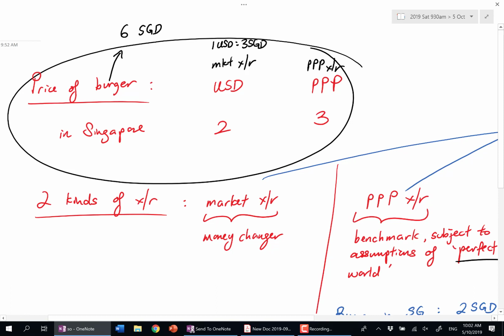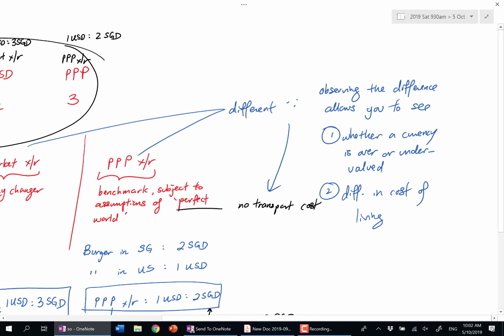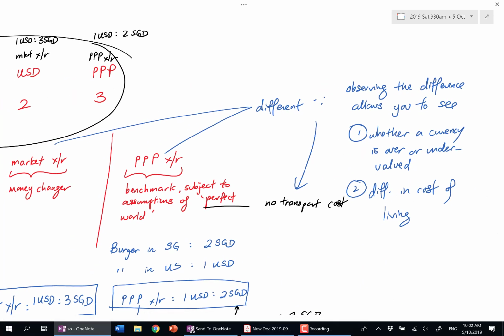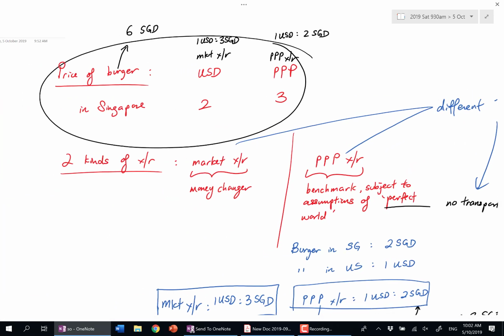For the PPP value to be 3 here, it must be the case that the benchmark is 1 is to 2. So I gave it an arbitrary value, and from there, I got the two exchange rates to compare. And once you have these two exchange rates, you can already infer the difference in the cost of living and whether a currency is overvalued or undervalued. And that's what I want to explain with regard to PPP rates. Okay? So, any questions?